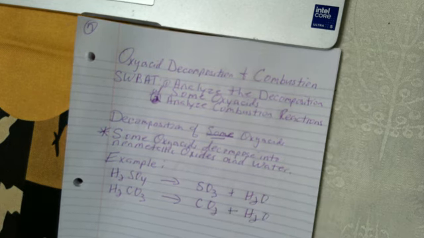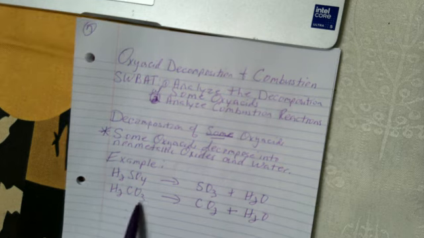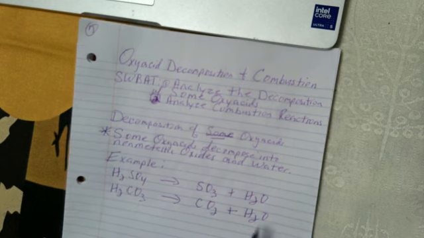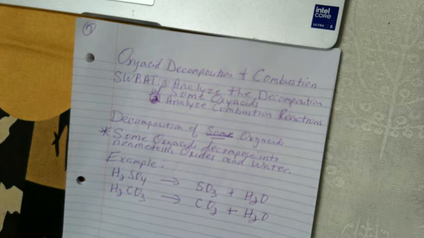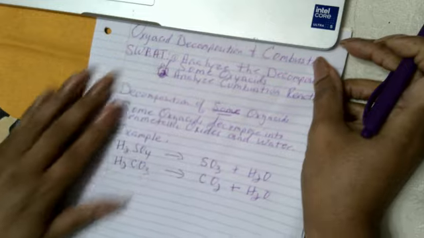Let's see, is it balanced? 2 hydrogens, 2 hydrogens. 1 carbon, 1 carbon. 3 oxygens here. 2 plus 1, 3 oxygens. It is balanced. Okay, let's go on to the next type of reaction that I promised.